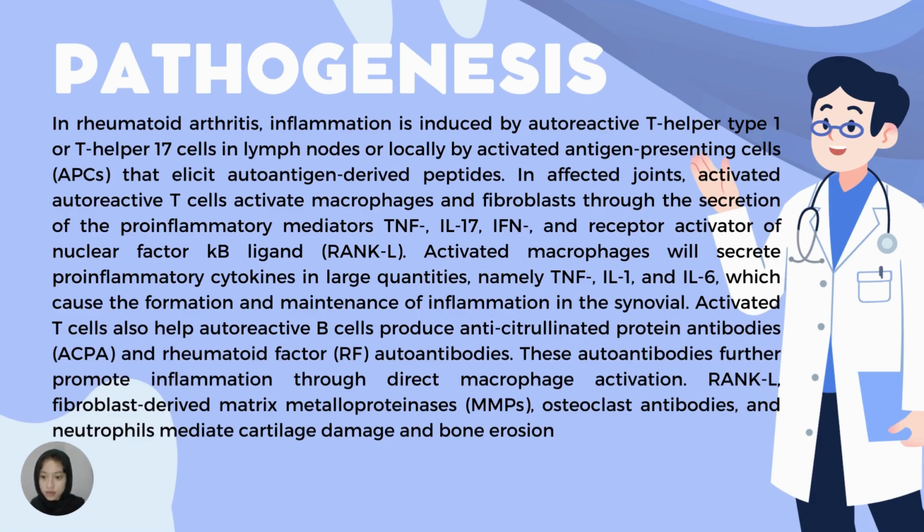Activated T cells also help autoreactive B cells produce anti-citrullinated protein antibodies, or ACPA, and rheumatoid factor, or RF, autoantibodies. These autoantibodies further promote inflammation through direct macrophage activation. RANKL, fibroblast-derived matrix metalloproteinases (MMPs), osteoclasts, and neutrophils mediate cartilage damage and bone erosion.